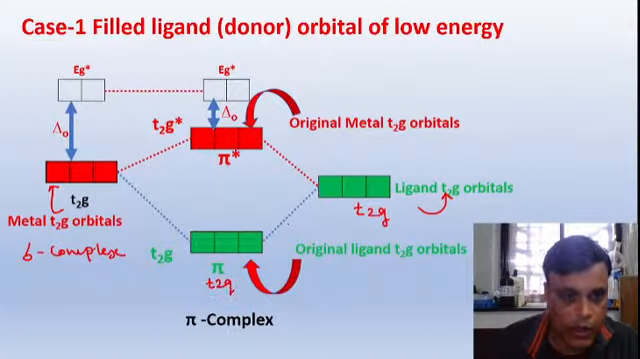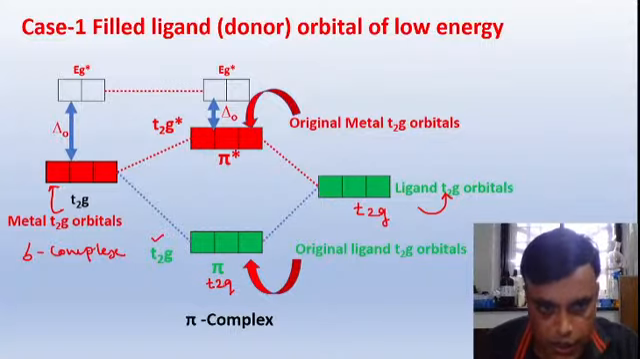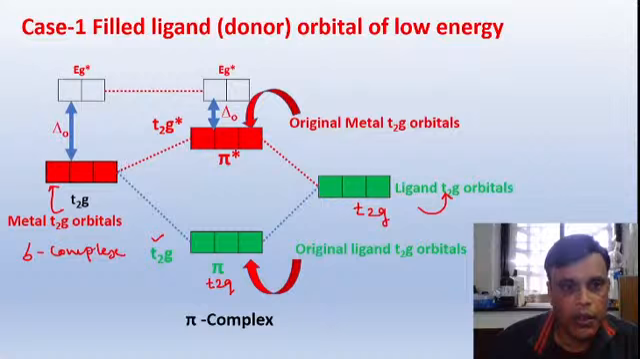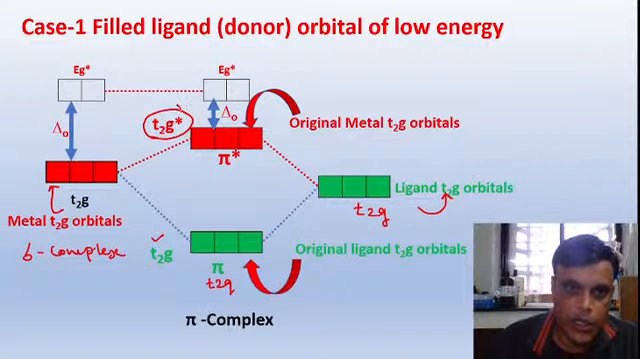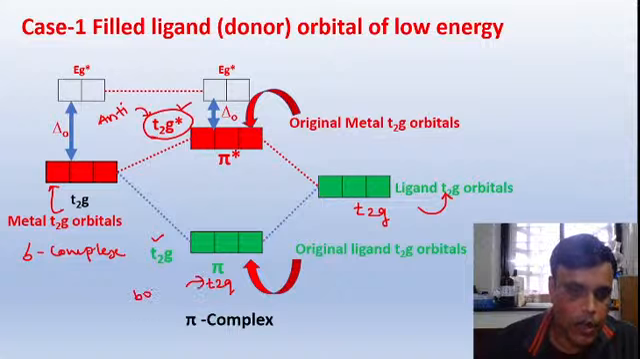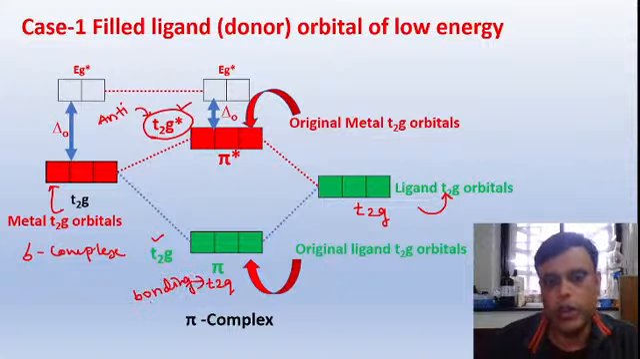Here I have written T2G orbital, which is lower in energy, and at the same time this T2G orbital will get formed which is higher in energy, so it is called T2G star, which indicates it is an anti-bonding orbital. The star indicates it is an anti-bonding orbital, and this T2G orbital is a bonding orbital. Why? Because it is lower in energy.